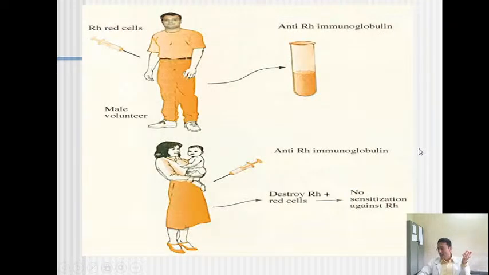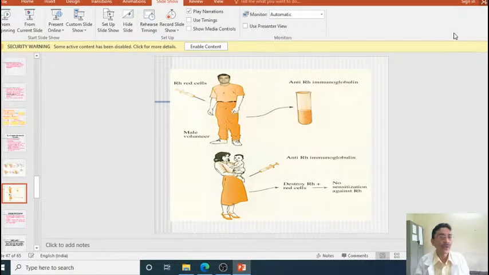I think we will stop here. Today we have discussed erythroblastosis foetalis. In the next class we shall take up the other slides. I will be back on Monday. On Monday we shall try to discuss some more slides.